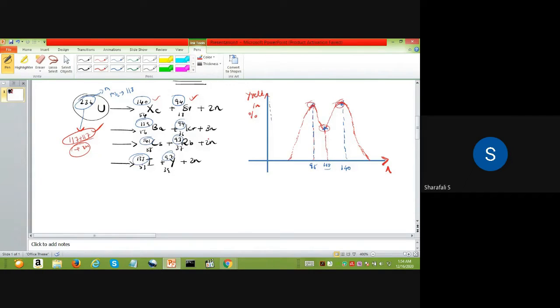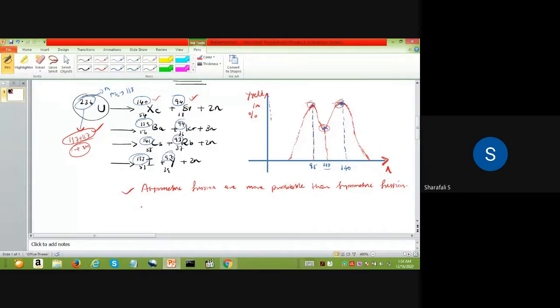So from that we can see that the asymmetric fission is more probable as compared to the symmetric fission. So asymmetric fissions are more probable than symmetric fission. Okay, so asymmetric fissions are more probable.